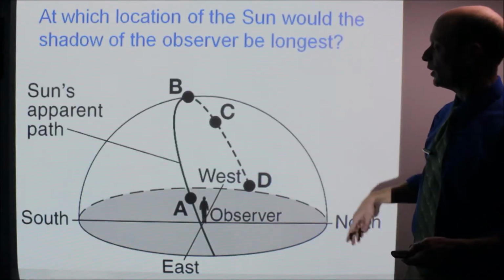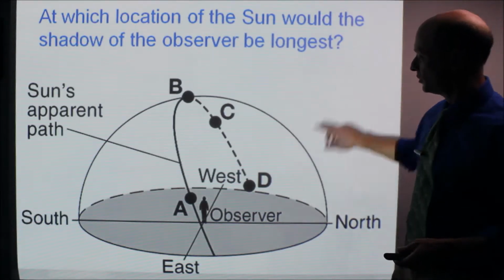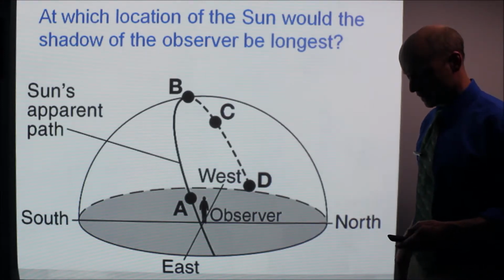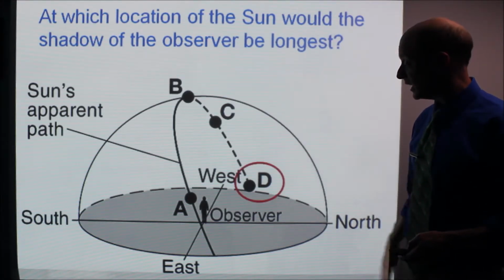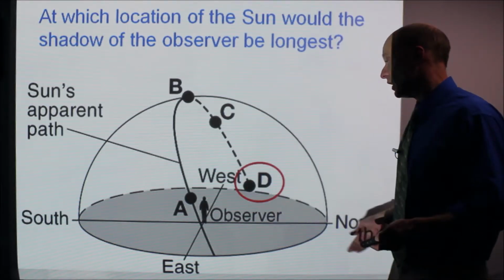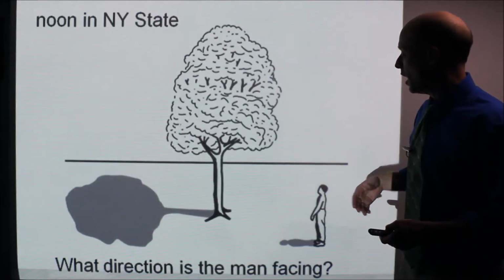So here's a question where you have A, B, C, D. At which location of the sun would the shadow of the observer be the longest? I'll let you think about it for a second, but the answer is going to be D, right? The lower in the sky, the longer the shadow. This is a multiple choice question, and hopefully if you know that, it will be a pretty straightforward question for you.